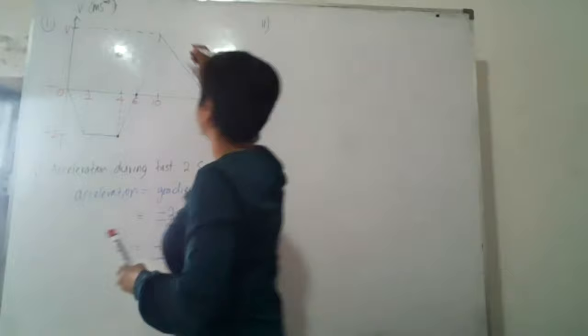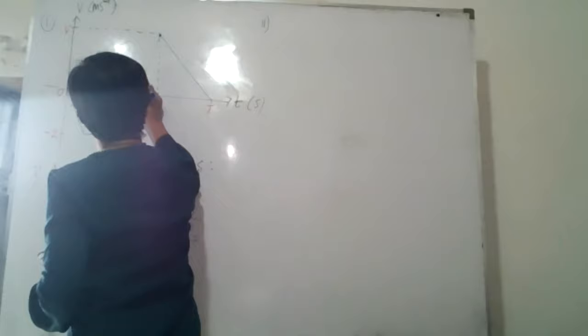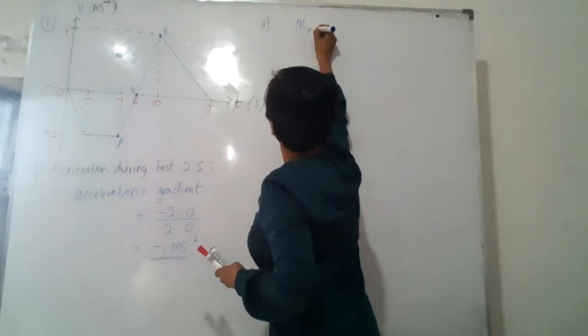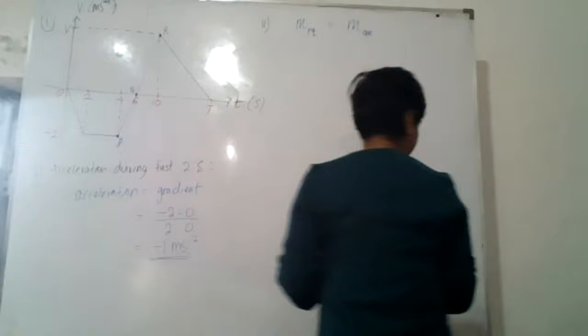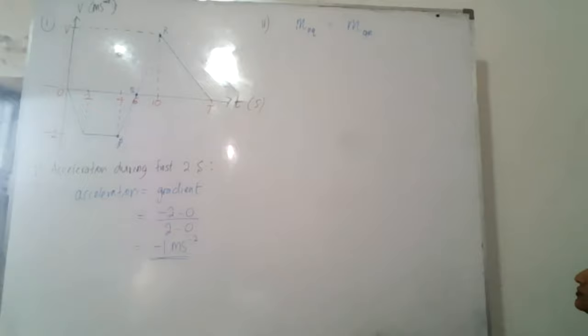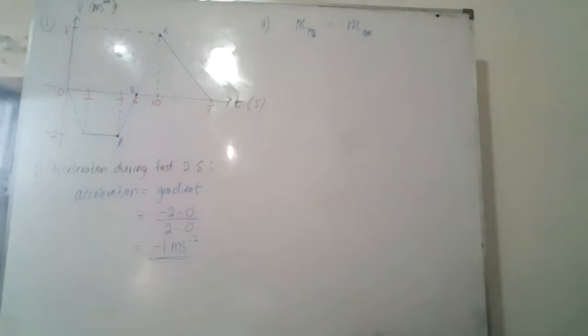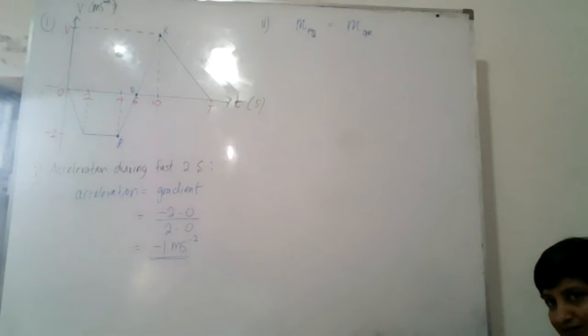If you need to label the graph, do it. Like if I say P, Q, R, the gradient from P to Q is the same as the gradient from Q to R, isn't it? Because it's the same acceleration. If I bring in the mechanics terms, acceleration from P to Q is the same as acceleration from Q to R.